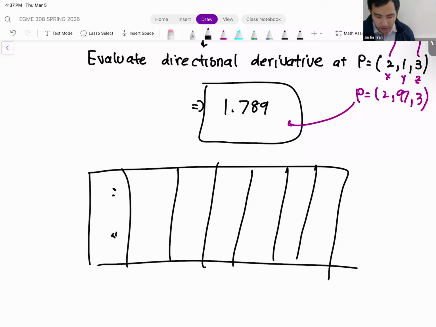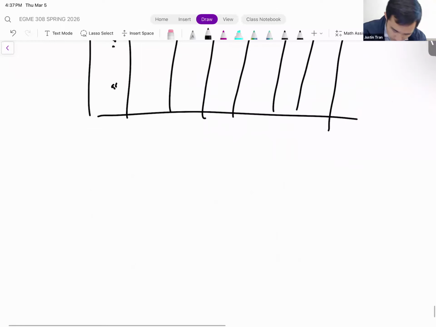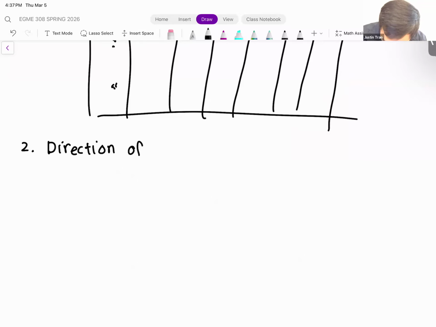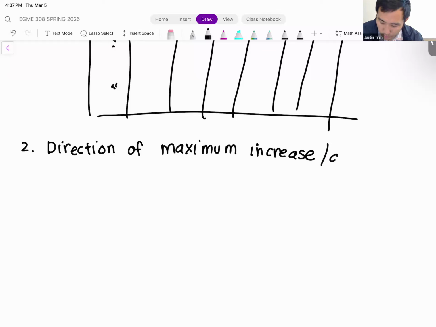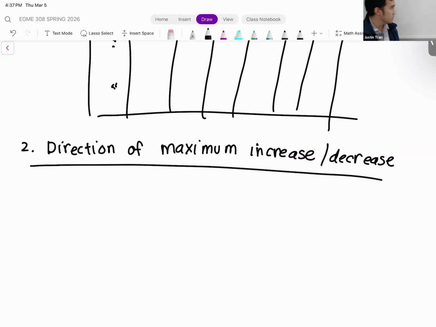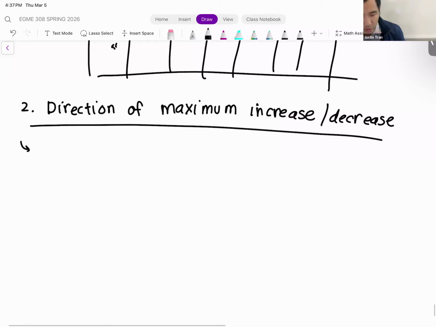Okay. All right, so let's go over the next interesting application for the gradient, which is the direction of maximum increase. And then by extension, also the direction of maximum decrease as well. Every uphill for someone is a downhill for someone else. All right, so recall, when we take the gradient of a scalar field, we end up with a vector field.